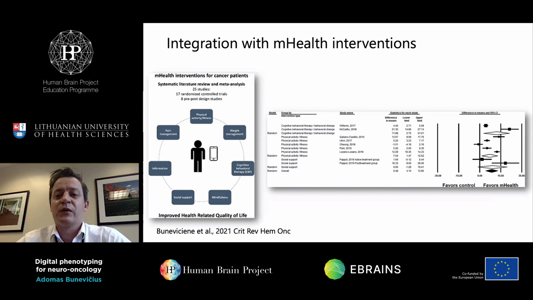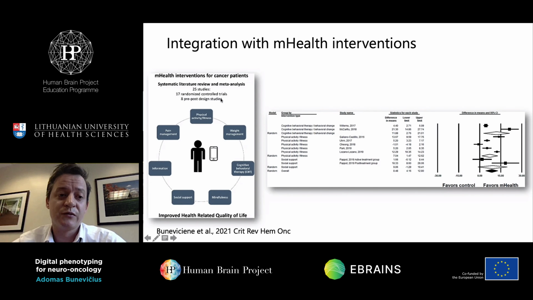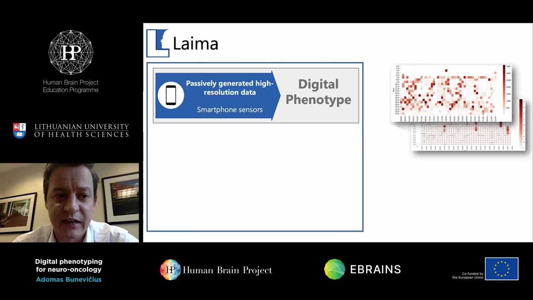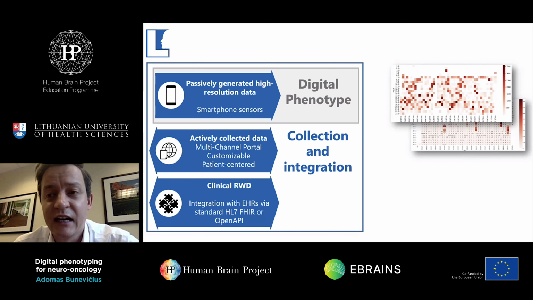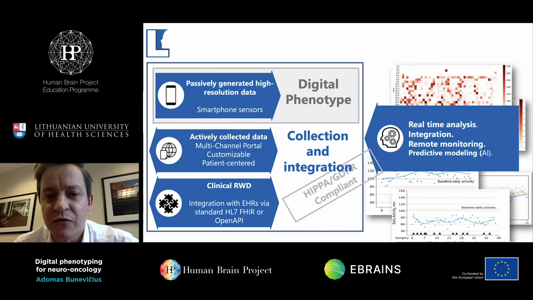An important part is that we can also integrate that with different mHealth interventions. Here's a meta-analysis we published this year in patients with cancer. We studied 25 studies, 17 randomized clinical trials and 8 pre-post studies. What it showed is that mHealth interventions, basically different interventions using smartphones, can improve quality of life of these cancer patients. So in this context, we developed our tool, which we're testing now in clinical trials, that integrates passive data, also includes active data, and also clinical data. We hope that it will allow monitoring of these patients and improve their care.